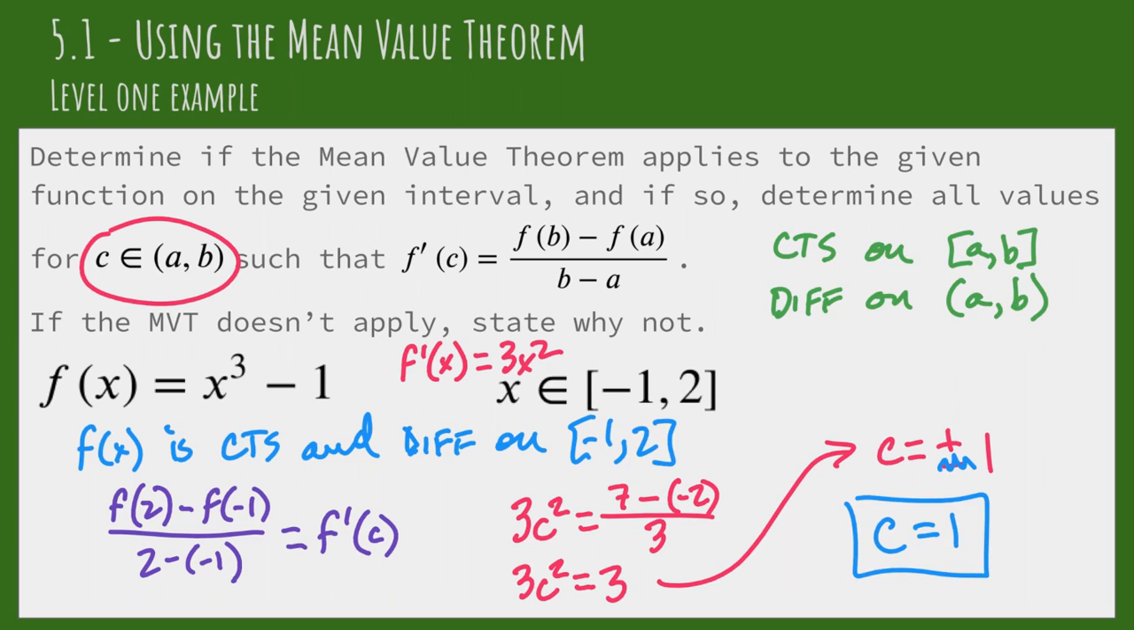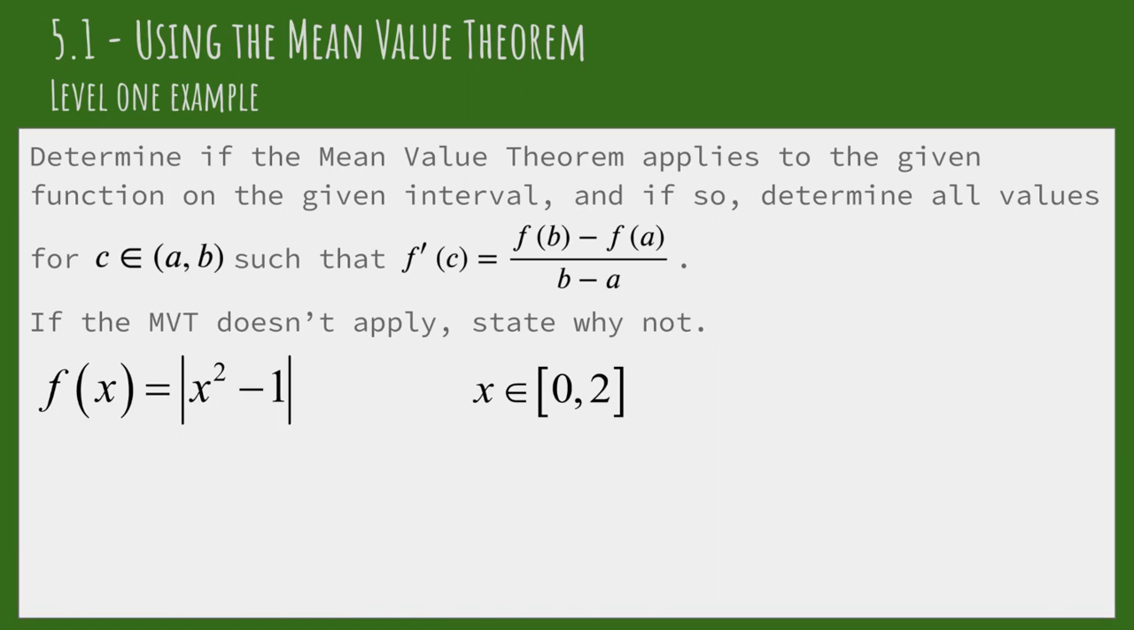All right, and what that means is if we were to graph this function and draw the line that goes through the two endpoints at negative 1 and at 2, then the slope of that line is going to be parallel to the slope of the line tangent to the curve at x equals 1.